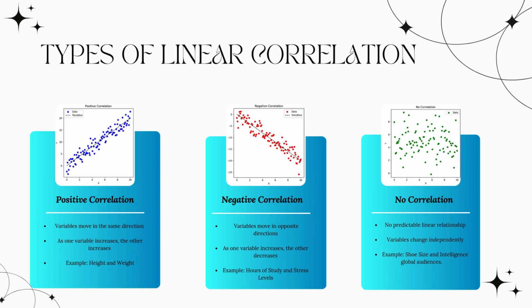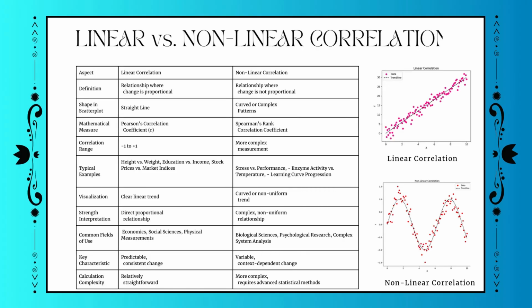In this case, there's no predictable linear relationship. Variables change independently of each other, such as the relationship between shoe size and intelligence. There is no pattern to how these two variables relate.